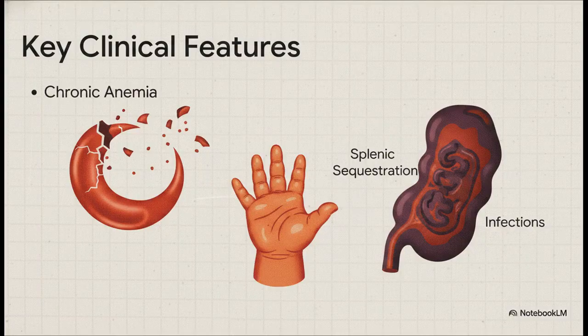But it doesn't stop at pain, unfortunately. Because these sickled cells are so fragile, they break down easily, leading to chronic hemolytic anemia. In babies and toddlers, we often see dactylitis, which is a really painful swelling of the hands and feet. We also have to be on high alert for splenic sequestration, where a massive amount of blood suddenly pools in the spleen, causing a life-threatening drop in blood pressure. Plus, because the spleen gets damaged over time, these patients face a much higher risk of severe infections due to functional asplenia.